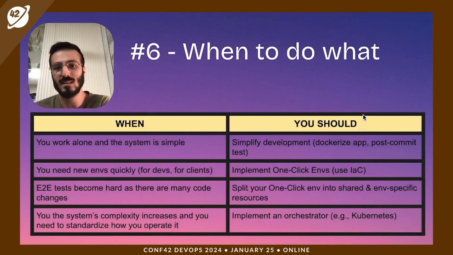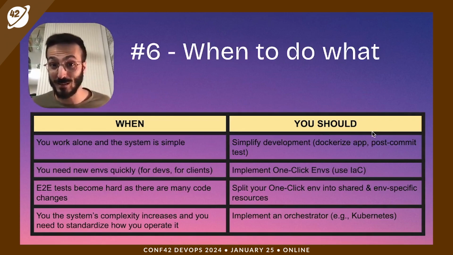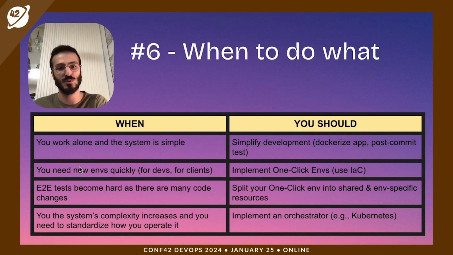So let's do some examples. When to do what? When you work alone and the system is simple, you should simplify development. So Dockerizing your application, doing some post-commit tests. The idea is don't complicate things. Just keep it simple and make it easier for you to work and introduce changes into the system. And I see many founders at this stage writing Terraform code and wondering why. Maybe in some cases it's justified, but in most cases, not sure.